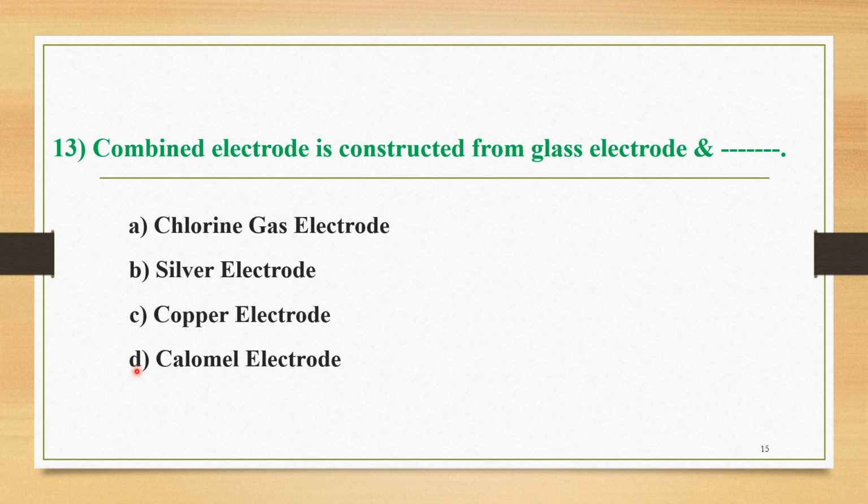Now for the formation of this combined electrode, two types of electrodes are commonly used. One is a glass electrode, and the second electrode which is used for construction of this combined electrode is calomel electrode, and that's why this D option is the correct option of this question number 13.